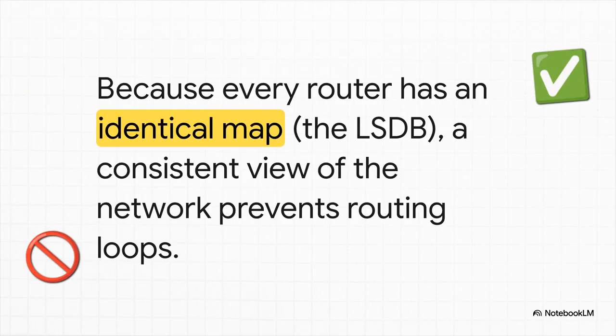And finally, you get rock-solid reliability. Because every single router is working from the same, identical map, it's pretty much impossible for data to get stuck in a routing loop, where it gets passed back and forth between two routers that have conflicting directions. With OSPF, there are no conflicting directions. Everyone agrees on the best path, period.